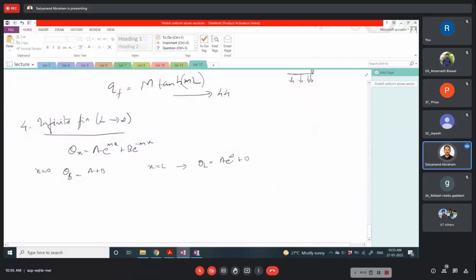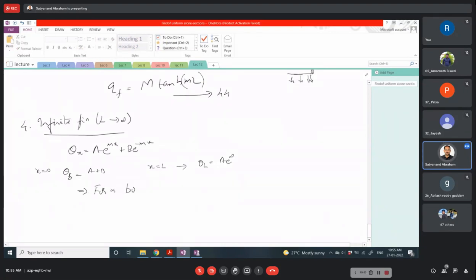Is that physically possible? E raised to infinity means it is going to explode, it is exponential. Is it possible that the temperature at the end is going to be infinity? No, it is not physically possible.